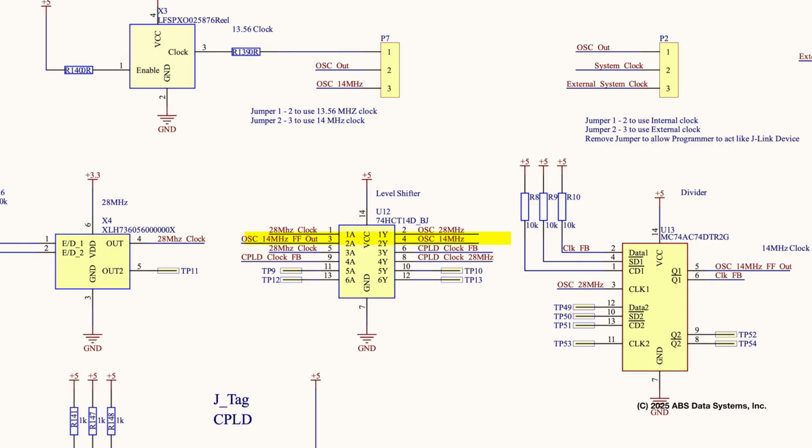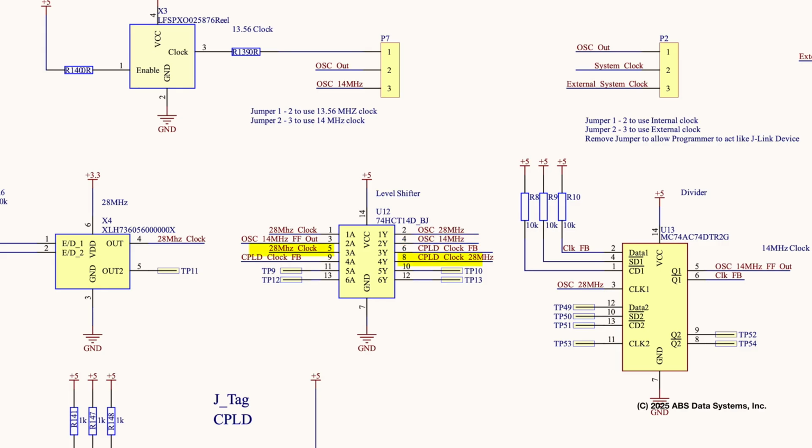I invert the signal a second time, thinking that I need to get the signal back to the same phase as the initial clock, and as a way of isolating the clock from the flip-flop. To be honest, I don't think this step is necessary. And the 14 MHz clock is now available on pin 4 of U12.